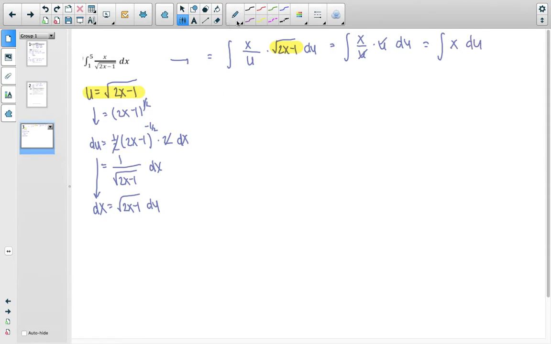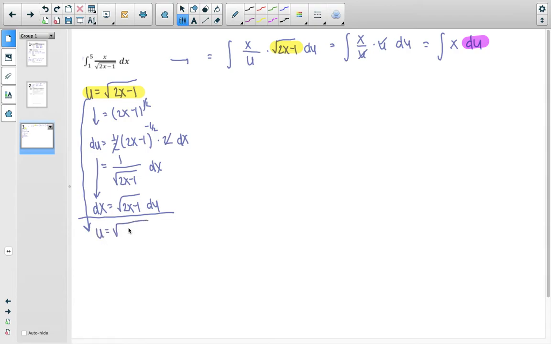Now here's where I can see situations going wrong. You see the x, you think you're good to go, but unfortunately we're not. Okay, we're integrating with respect to u, not with respect to x. So we have to get this x in terms of u, and the only way to do that is to take this and solve for x.